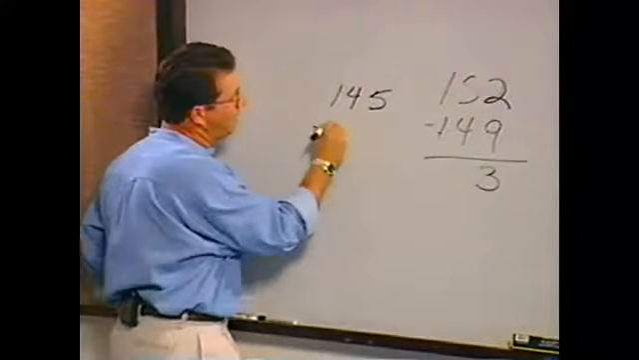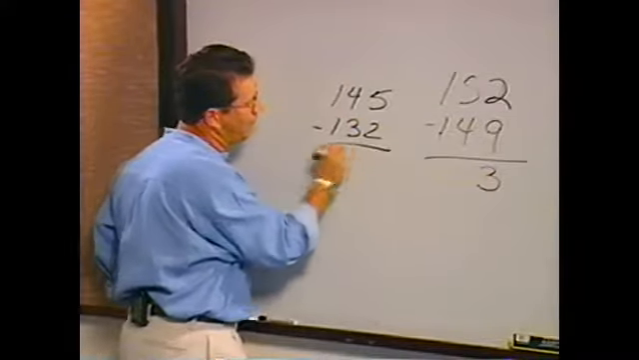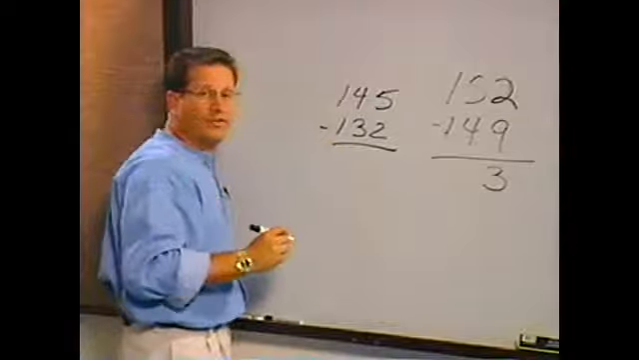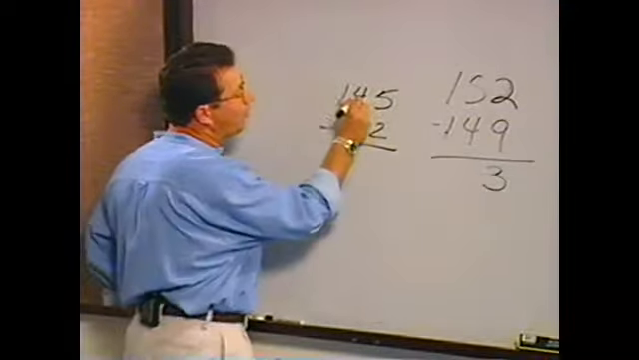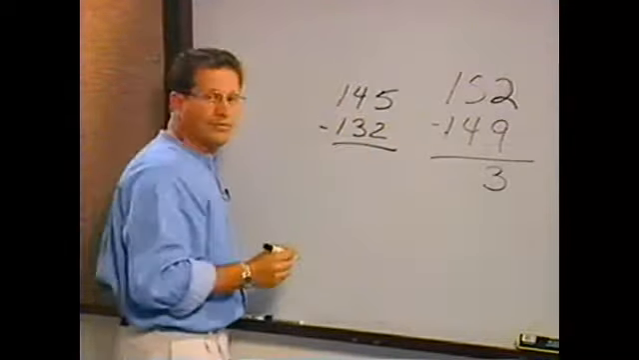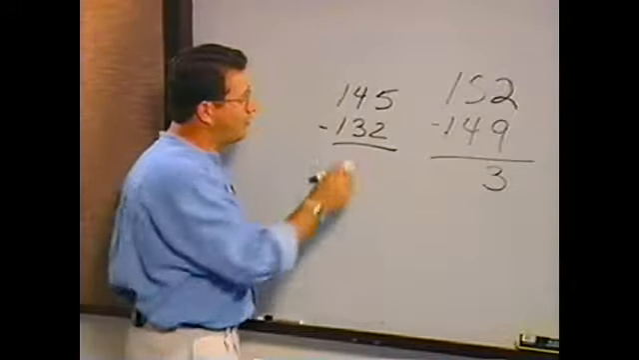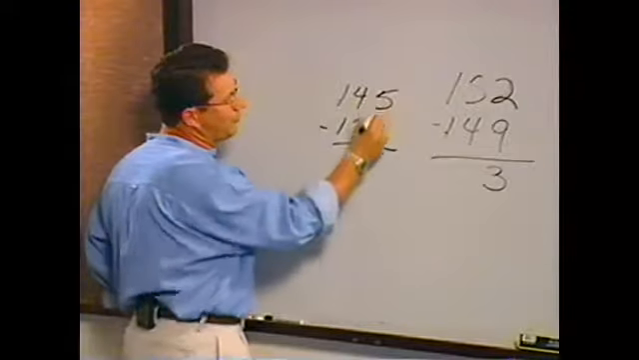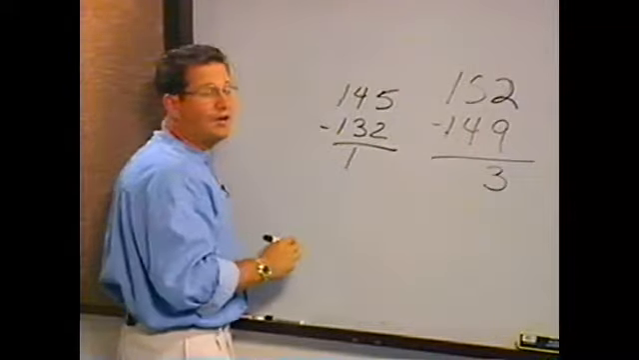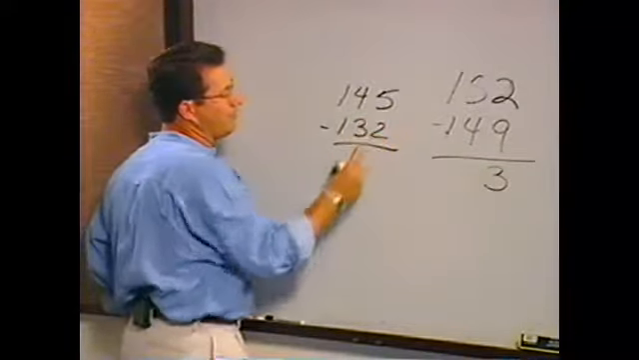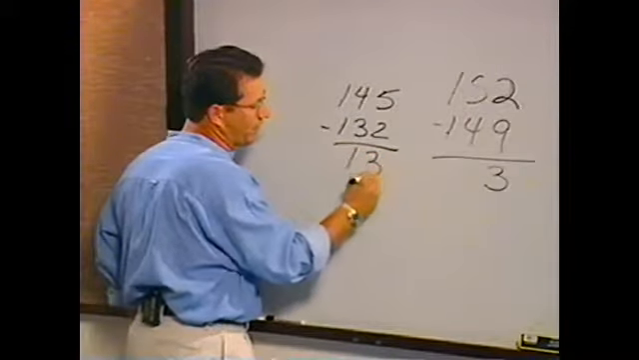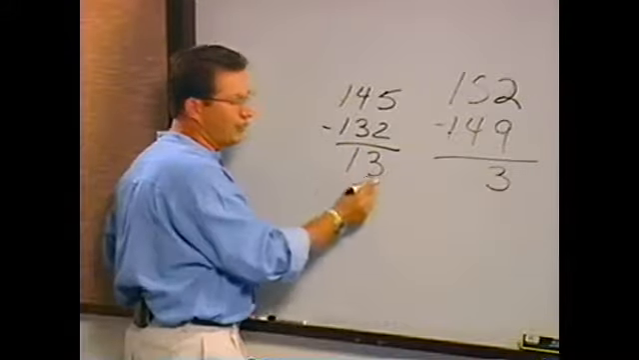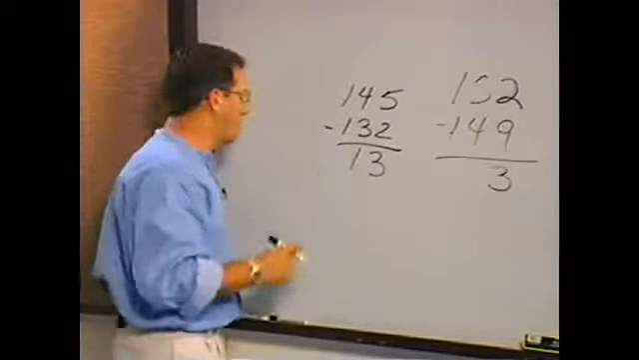145 minus 132. Starting on the left, what's 100 minus 100? 0. What's 40 minus 30? 10 is the answer to that. So now we've got a 10 going again. And now look at this. This number is bigger than this number, so you can go ahead and write that down. And what's 5 minus 2? You should get 3. So the answer to 145 minus 132 is 13. All right, let's try one more left to right.